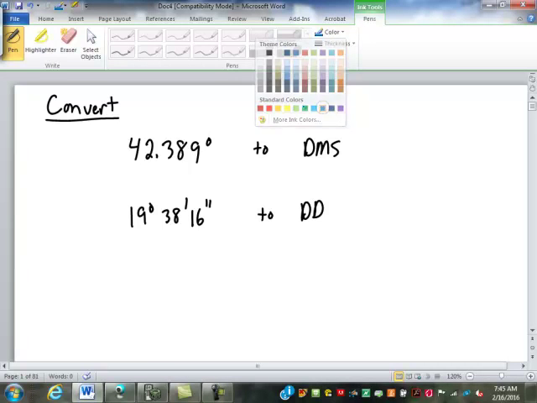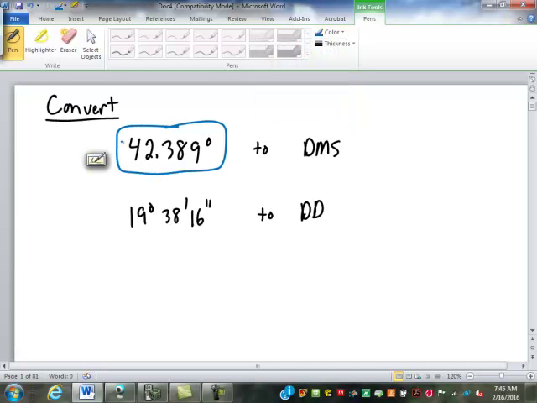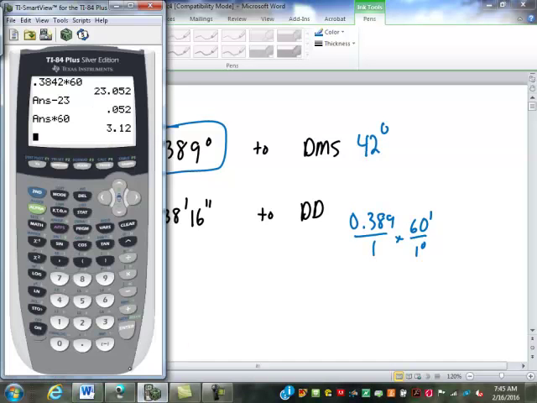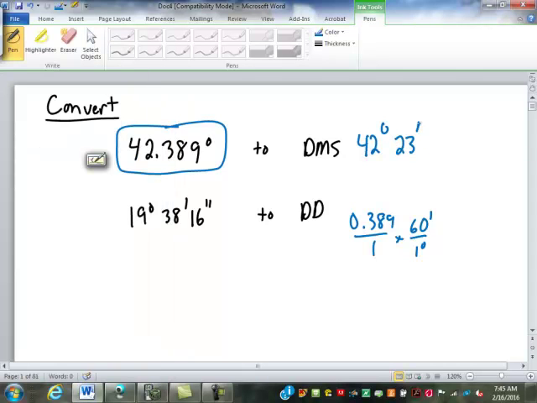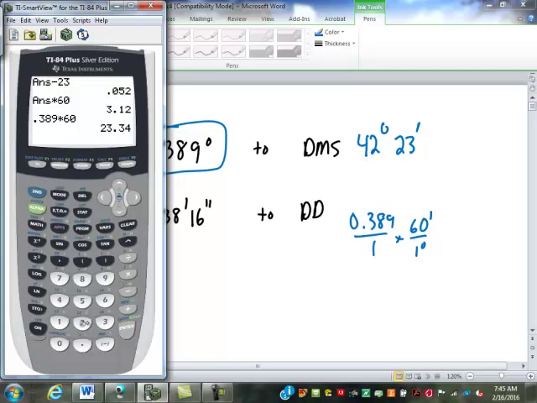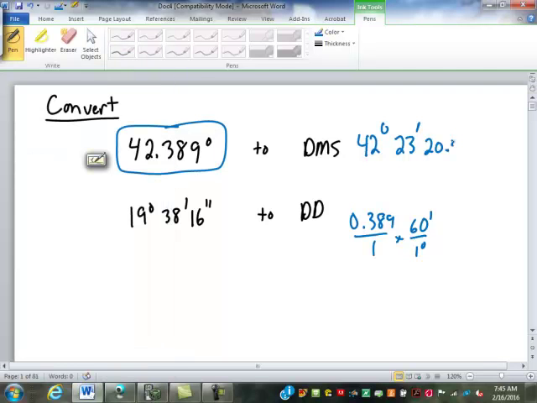13.2 seconds. I'm assuming that's a rounding error. Maybe not. We'll see. Let's take a look at the top here. That, of course, is 42 degrees. We're going to take the 0.389 times 60, right? So 0.389 times 60. 23 minutes. So I'm going to take off the 23 times 60, 20.4. So 42 degrees, 23 minutes, 20.4 seconds.